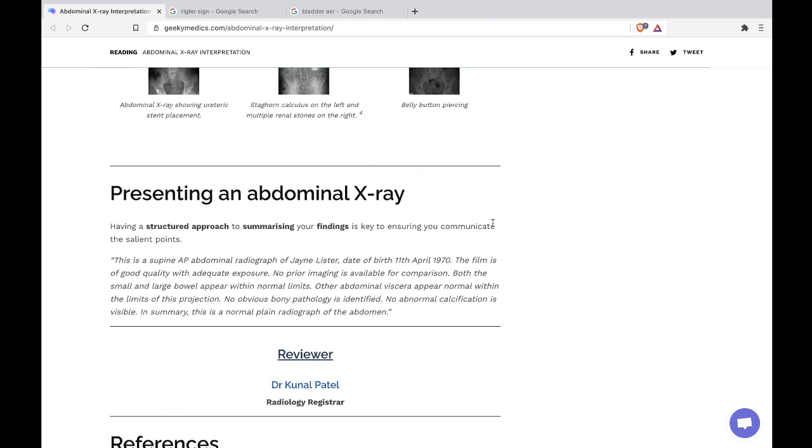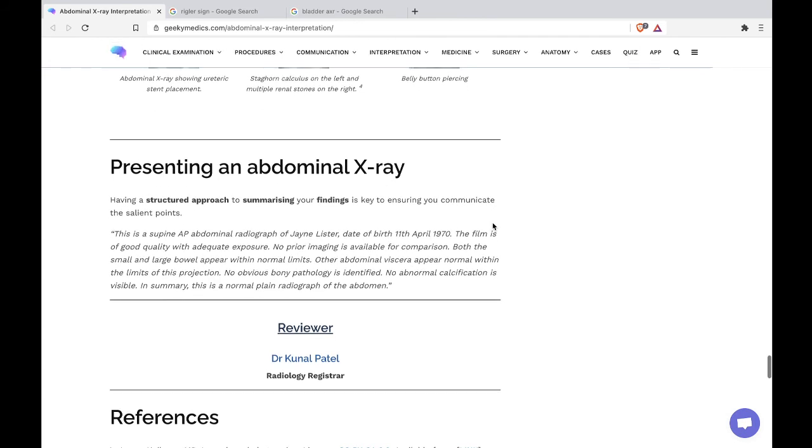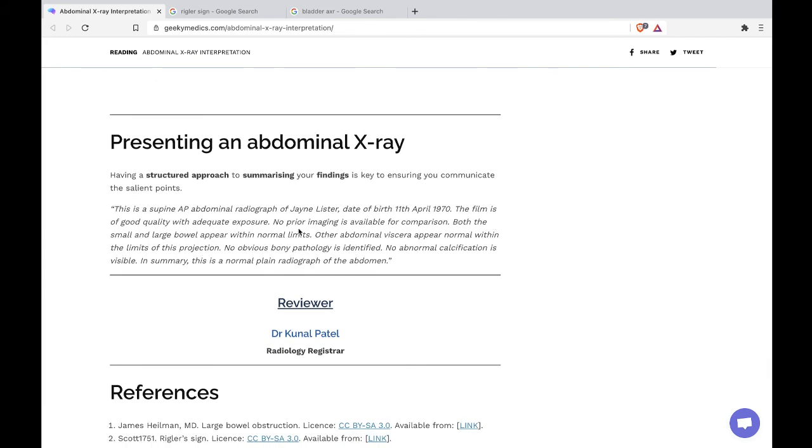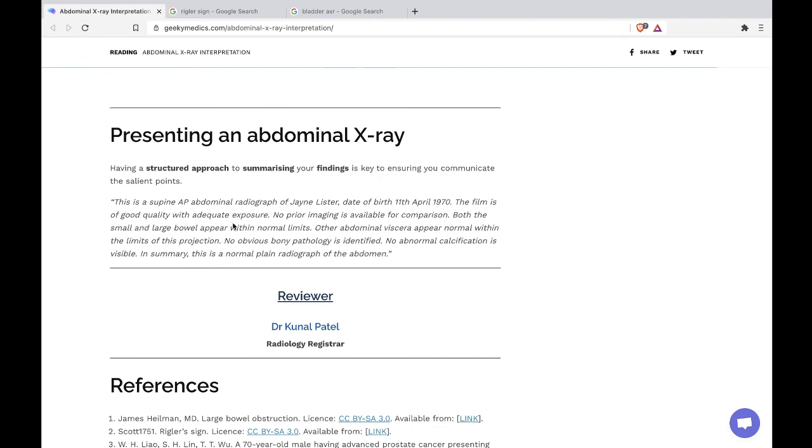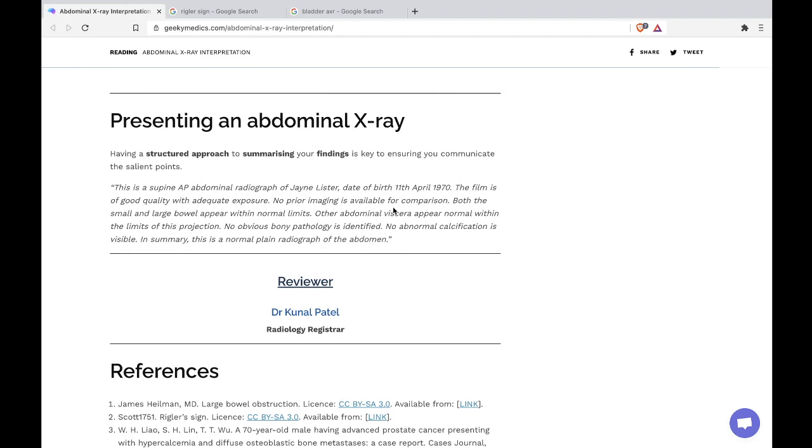Lastly, how do you present an abdominal x-ray? Having a structured approach to summarizing your findings is key to ensuring you communicate salient points. This is a supine AP abdominal radiograph of Jane Lister, a pseudonym. Date of birth 11 April 1970. The film is of good quality with adequate exposure. No prior imaging is available for comparison.